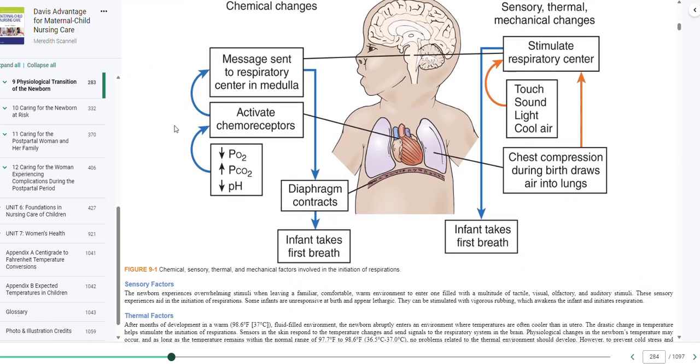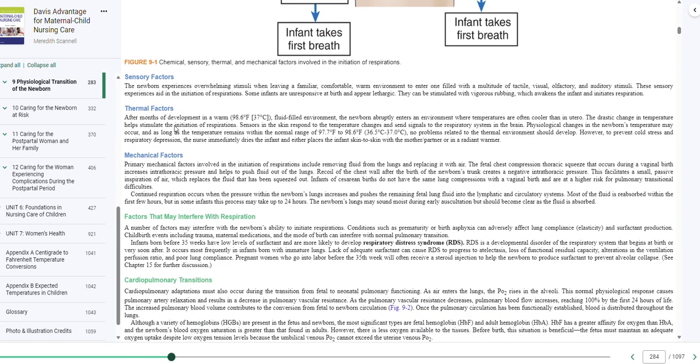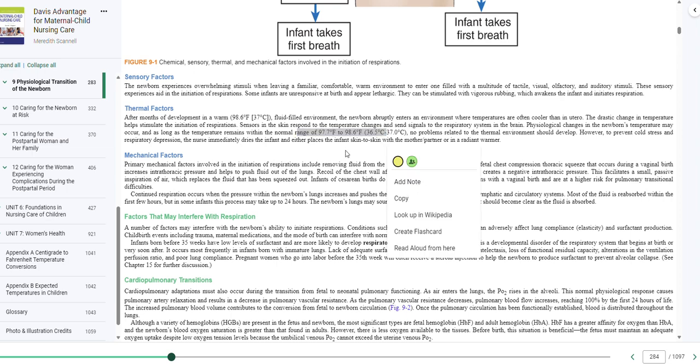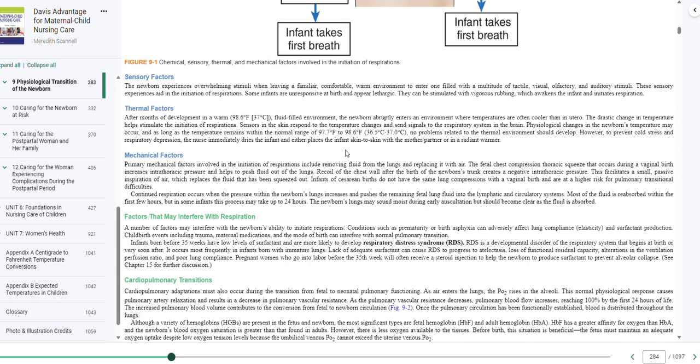Then look over on page 285, and it's discussing the thermal factors. Also, another wink and a lollipop is the drastic changes. So the drastic change in temperature, which is right here, helps stimulate the initiation of respirations. Wink and a lollipop. The normal range, another wink and a lollipop, is 97.7 to 98.6.